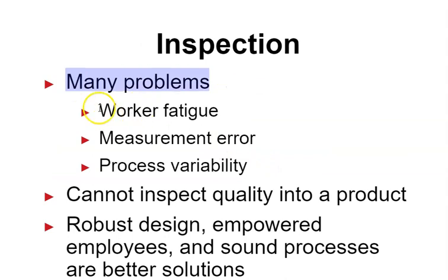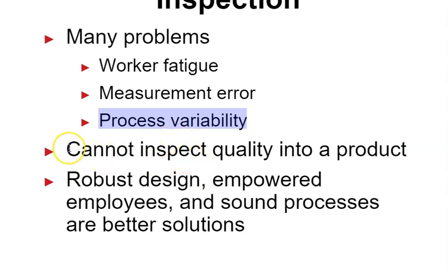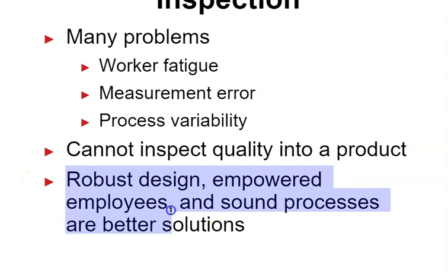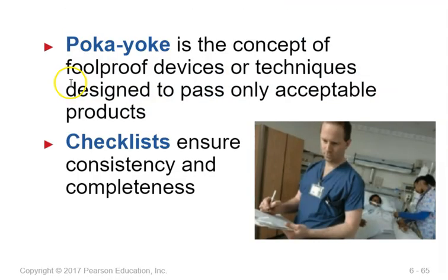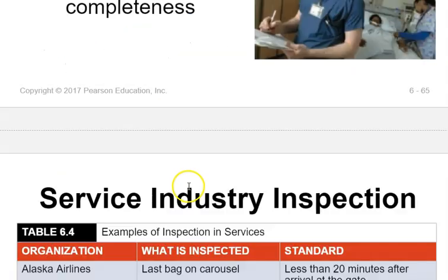Inspection has many problems. Worker fatigue. Measurement errors are involved. Process variability. There's a high variation for inspection. You cannot inspect quality into a product. A robust design, empowered employees, and sound processes are better solutions compared to inspection. Poka-yoke is the concept of foolproof devices or techniques designed to pass only acceptable products. Checklists ensure consistency and completeness.